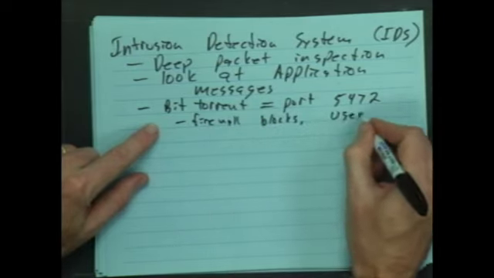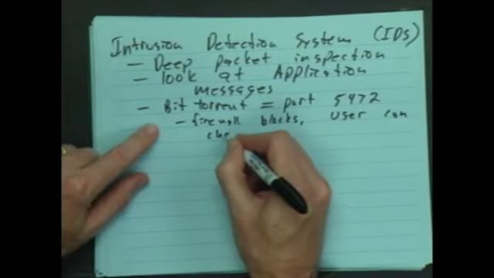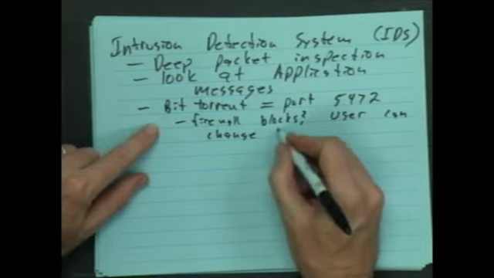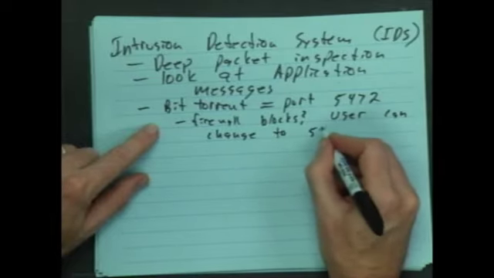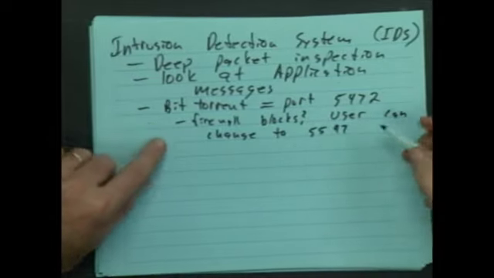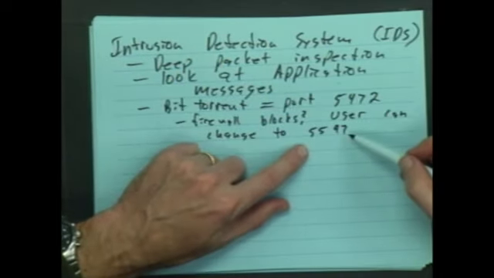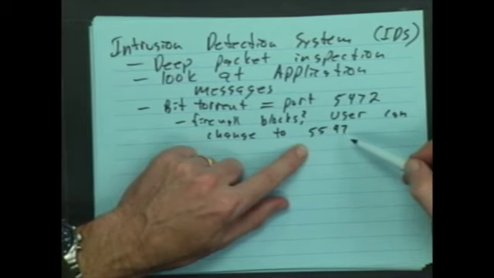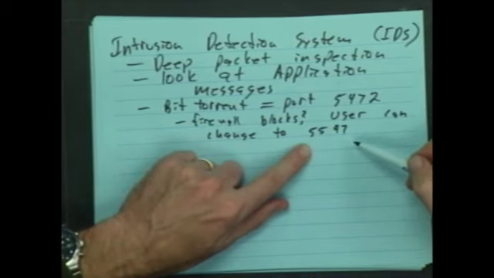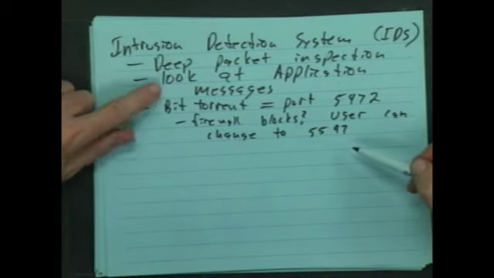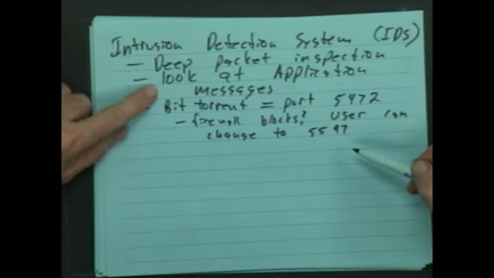the user can just change. Question mark. And let's say they change it to 5547, okay? And now all of a sudden we were blocking 5472. They've started using a new port, and now we aren't blocking that port. And so in some time we have to figure out what port they're using, and there's no way to do it unless you're looking at application layer messages. So that's just pretty much it.